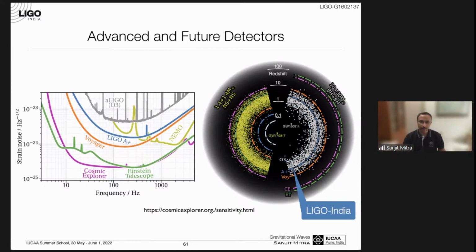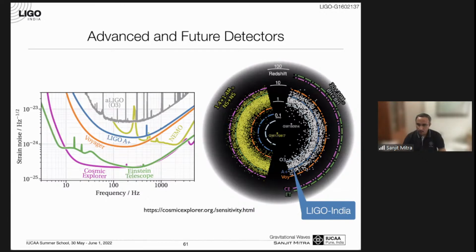As you go to higher and higher redshift, the universe becomes denser and denser because the expansion is less, and also lots of stars formed at redshift of 2 and 3. So because of all these reasons, this part is much more dense. Then we will get a huge number of black hole binary mergers once we go to A plus, and that is supposed to be the target sensitivity for LIGO India as well.